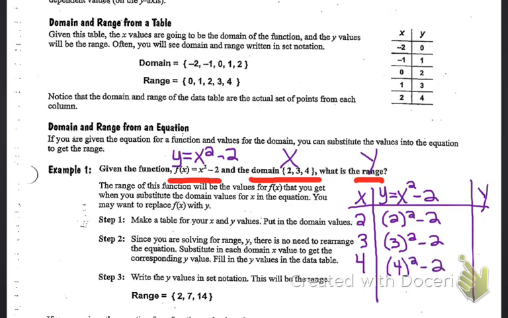And then we can solve. 2 squared is 4, minus 2 is 2. 3 squared is 9, minus 2 is 7. 4 squared is 16, minus 2 is 14. So we have just found our range. We'll write this in set notation: 2, 7, and 14.